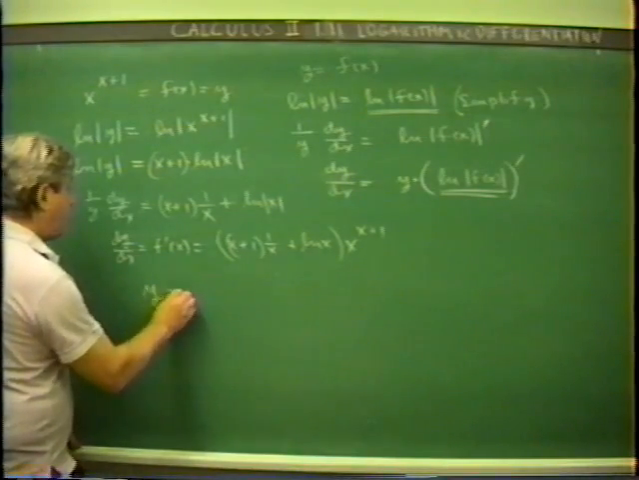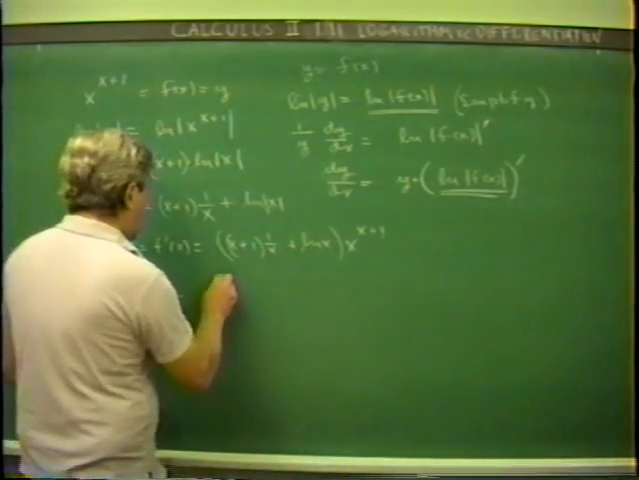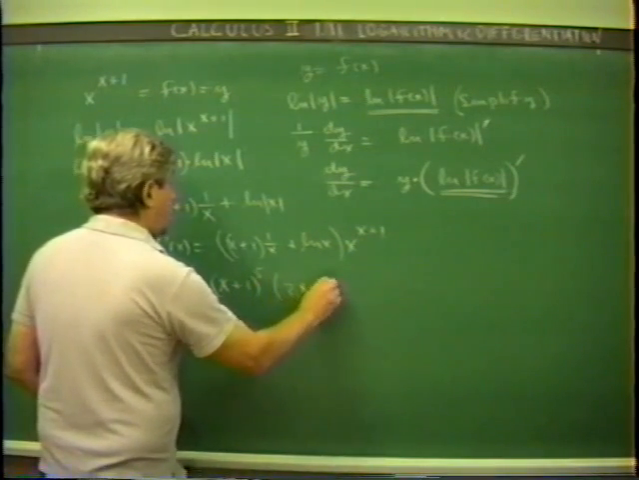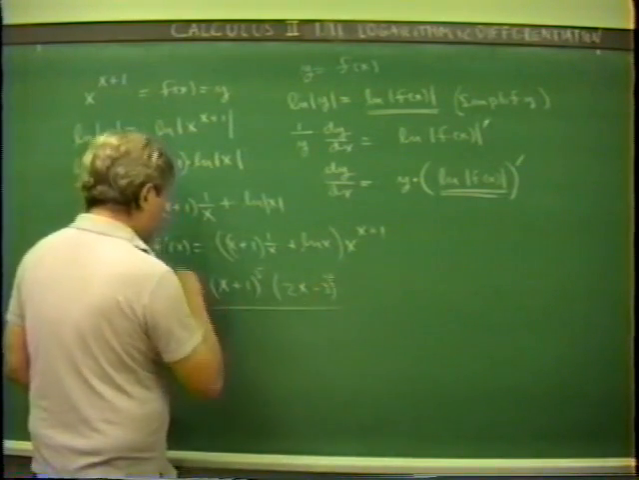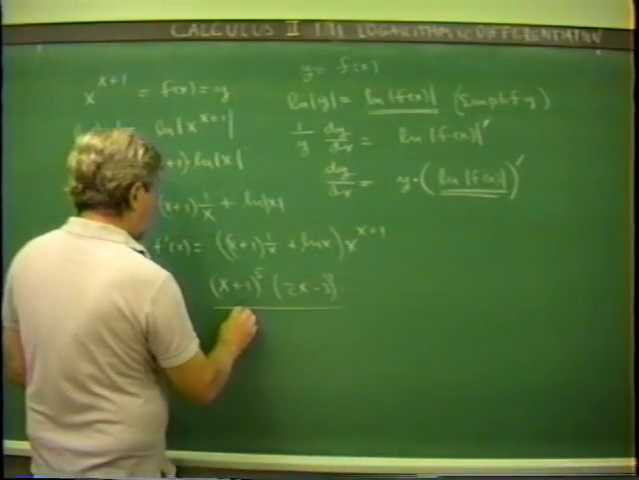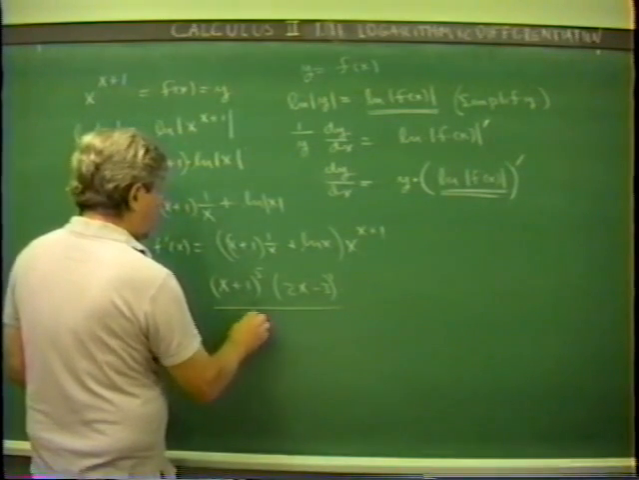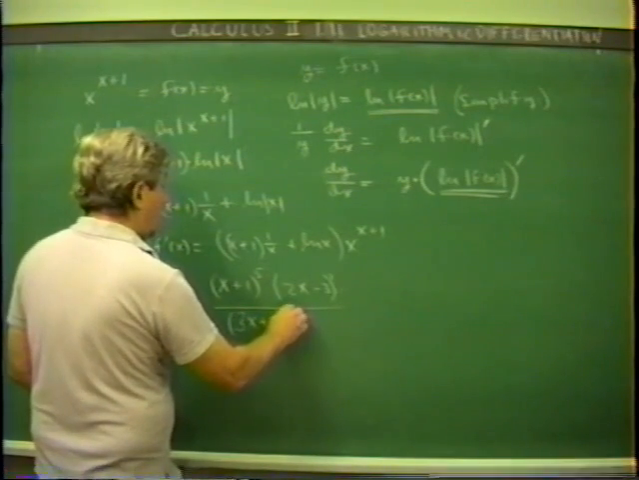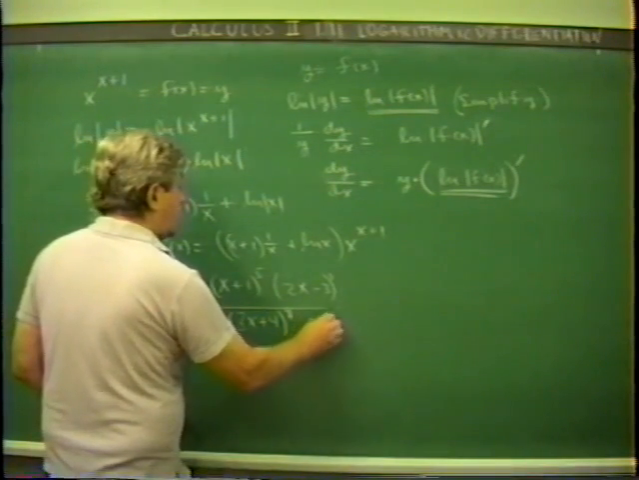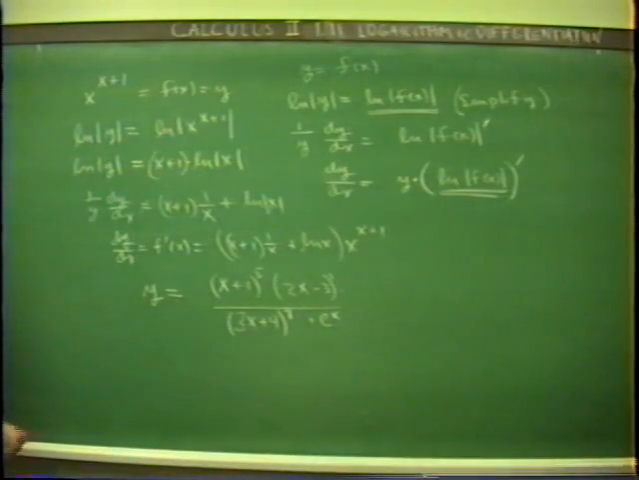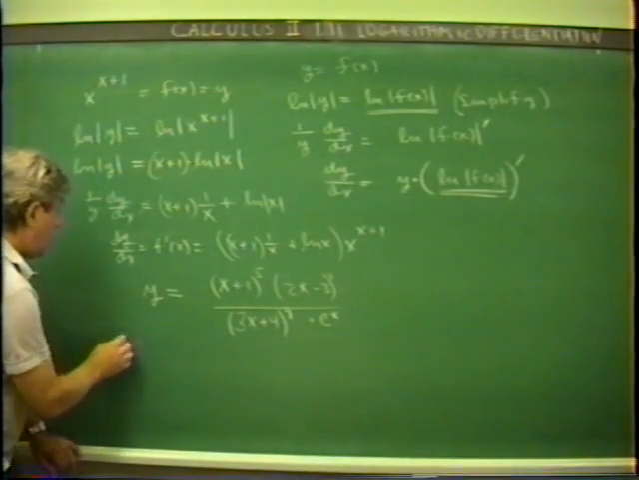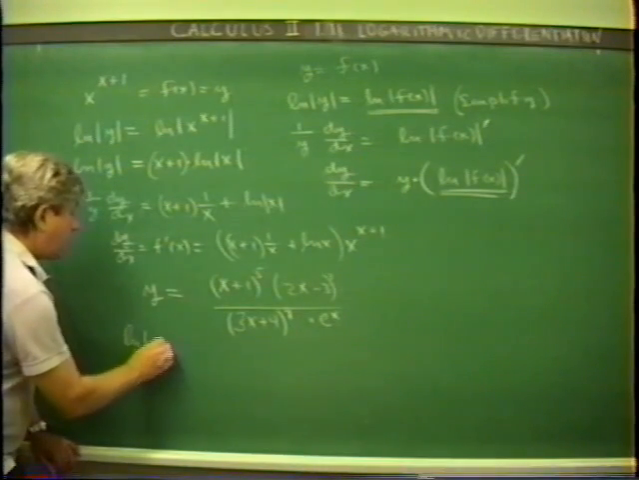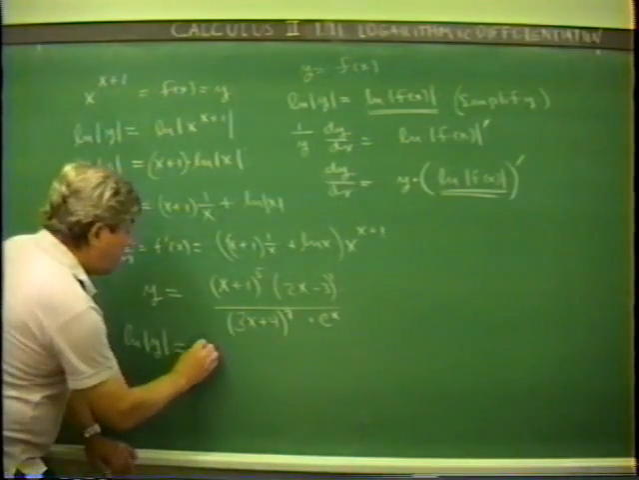This can also work when the function is somewhat complicated and the logarithm of it is simpler. So, for example, suppose we have y equals (x plus 1) to the 5th times (2x minus 3) cubed over (3x plus 4) to the 7th, let's say even times e to the x. That's our y.